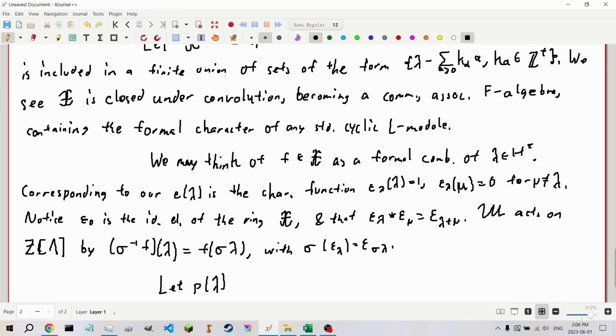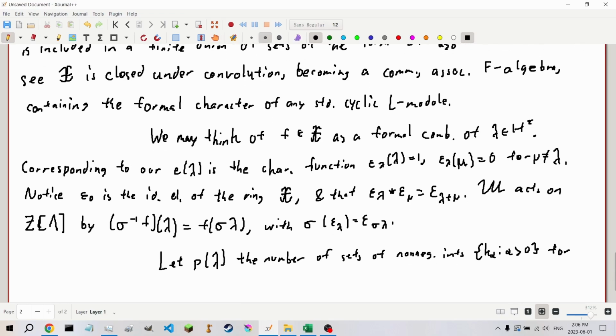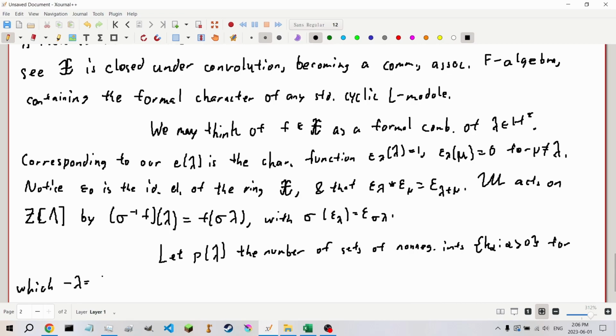So let p lambda be the number of sets of non-negative integers k alpha for positive alpha, for which minus lambda is the sum of alpha being positive for k alpha of alpha. Of course, p of lambda is 0 unless lambda lies in the root lattice.